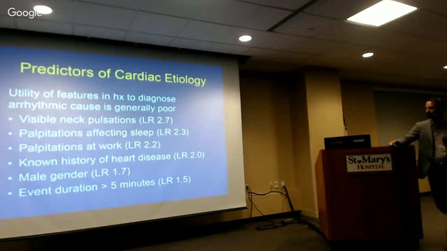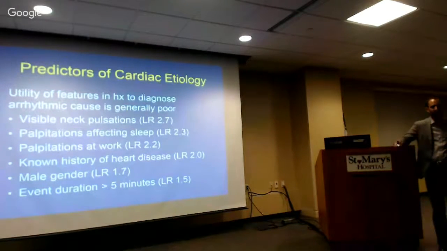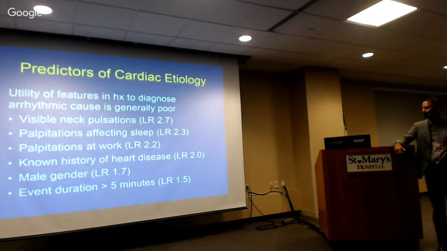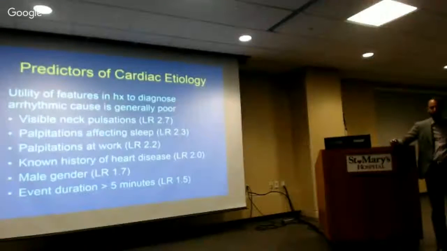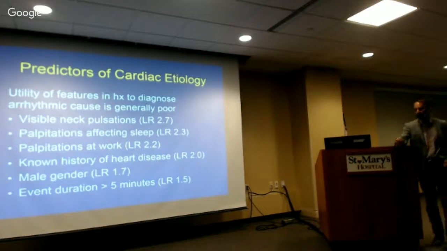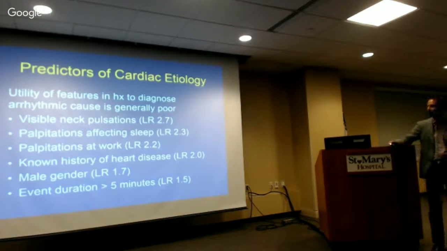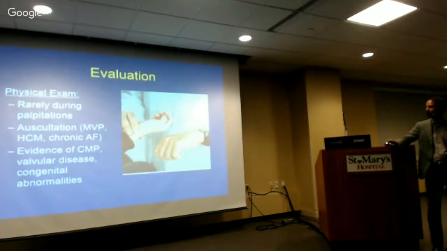People that describe visible neck pulsations or like the frog sign, where they feel they have a frog in their throat, that sometimes gives you a clue that they might have a specific type of SVT, AVNRT, where the atria are contracting against a closed tricuspid or mitral valve, but the likelihood ratio is only 2.7 for that. Typically, event duration greater than 5 minutes, visible neck pulsations that they'll tell you about if you ask, occurring at work or during sleep, makes it more likely that it's a true arrhythmia rather than something that's not going to be arrhythmic in etiology.